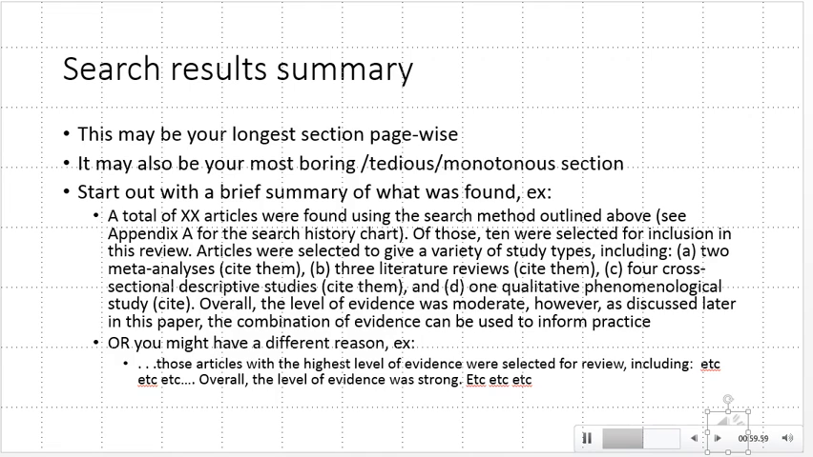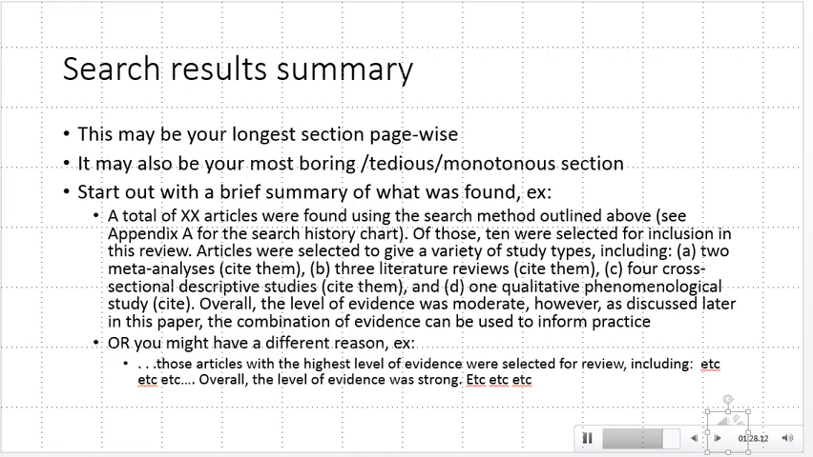Before you launch into describing each of the 10 articles, though, start out with a brief summary of what was found. For example, I give a sample paragraph here. A total of so many articles were found using the search method outlined above. Of those, 10 were selected for inclusion in this review. And then say how you selected the articles, what criteria you used to select the 10, and then cite them.